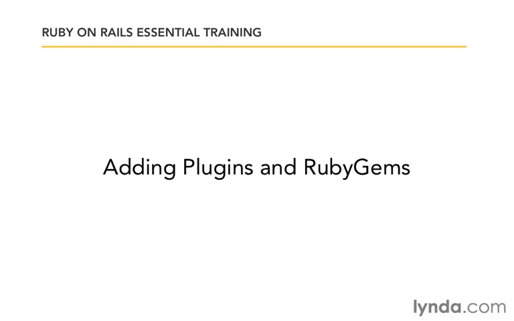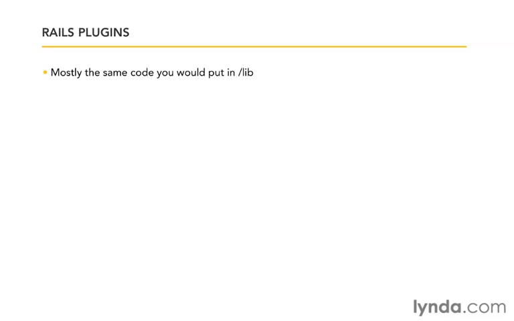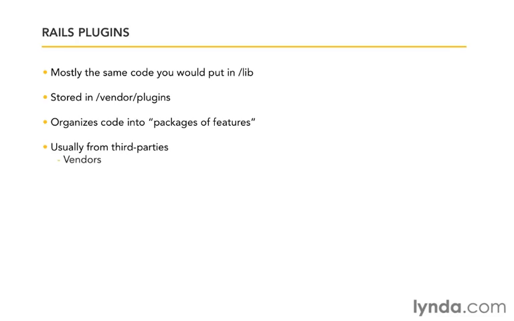So to help us share code, we have plugins and Ruby gems. A plugin is that same code that you might have put into your lib directory, but with a tiny bit of extra code added so that it can live in the plugins directory and be loaded by Rails at the right time. Plugins are going to be stored in your application inside the vendor plugins directory. Most plugins help you organize your shared code into packages of features. And storing them apart from your personal code that lives in lib makes it clear that it comes from third-party sources, meaning vendors and other developers.